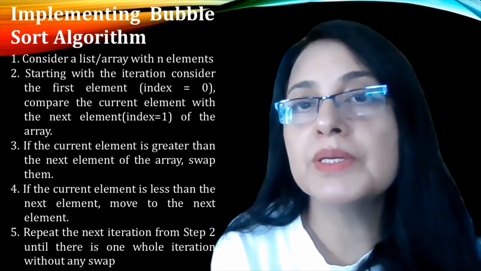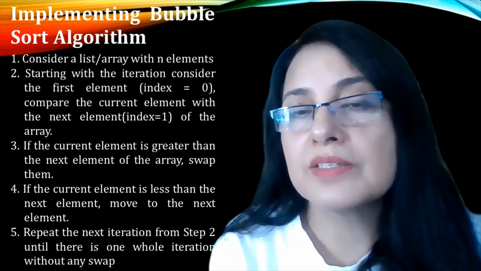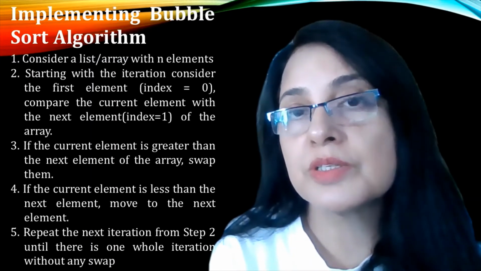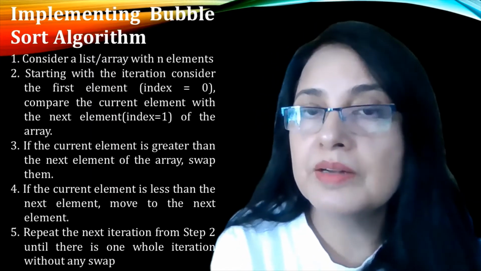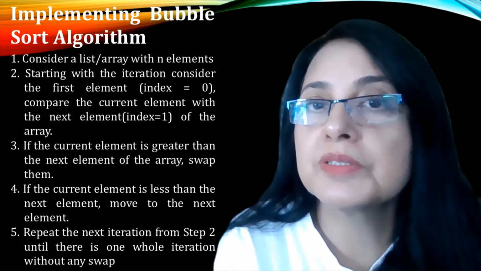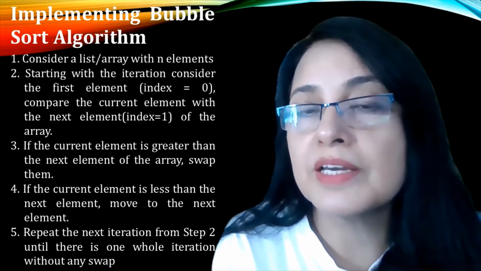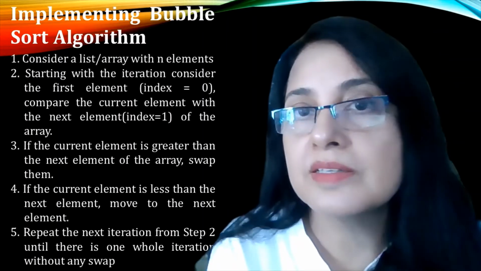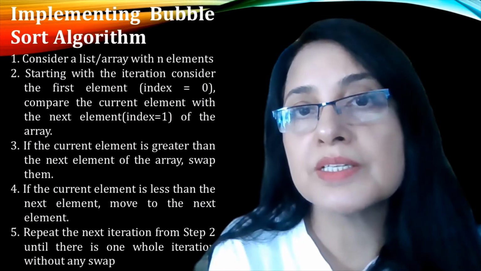So this will happen till we reach the last iteration, which is going to be the nth iteration. If there are n elements, there are going to be n iterations, and at the end of the last iteration, there will be no comparison, and the entire list will now be sorted in the ascending order.